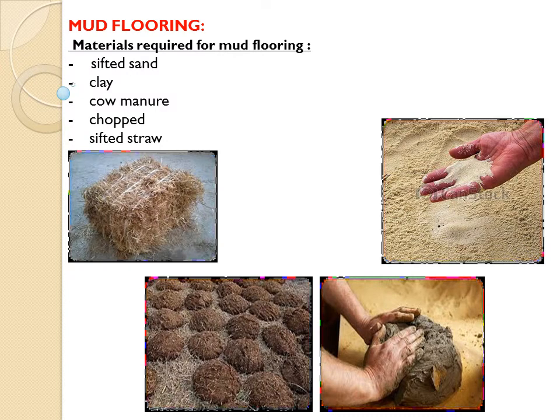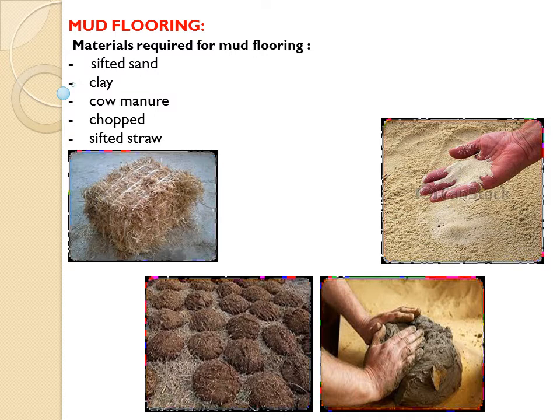In this slide, we'll look over what are the materials required for mud flooring. From all four images, you could easily recognize what the materials are. The first thing is sifted sand. It's nothing but what you find near water banks, either near the river or any water bodies, near the beaches. Such kind of sand is seen.